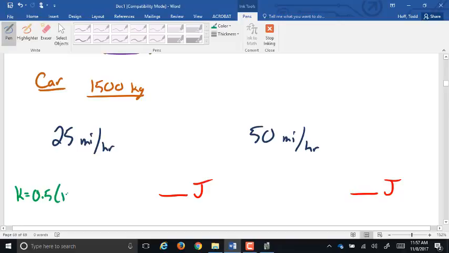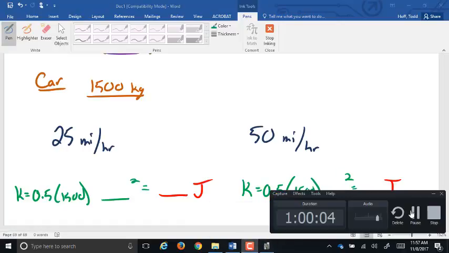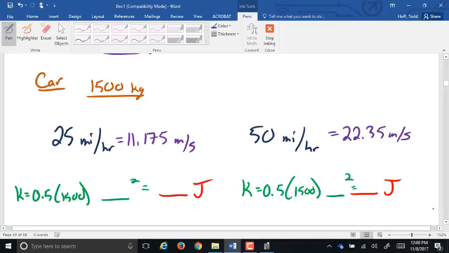So it's going to be 0.5 times 1,500 for each of them. That'll be the velocity squared. So for both, we got to convert the miles per hour to meters per second. So the 25 miles per hour becomes 11.175 meters per second. 50 miles per hour is 22.35 meters per second.